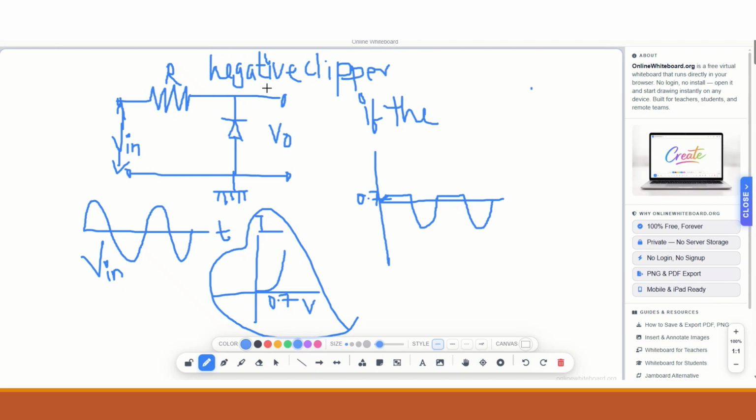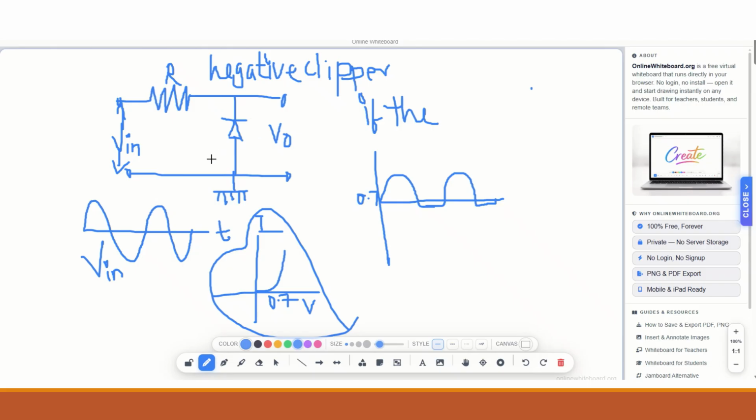So, there are two cases of clipper circuit, the broad classification of shunt clipper: positive clipper and negative clipper. In the case of the positive clipper, the positive half cycle is clipped off. In the case of the negative clipper, the entire positive half cycle will appear at the output, and for the negative half cycle, only the cut-in voltage will remain at the output. This is the basic classification.